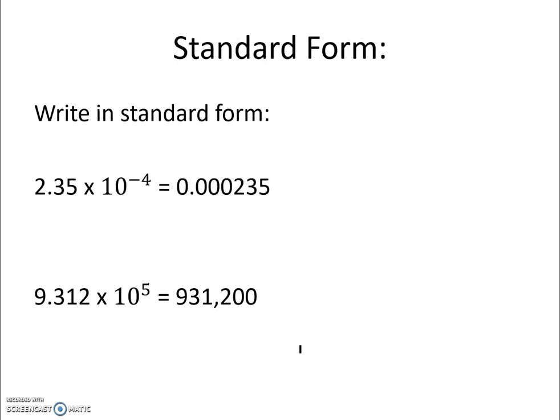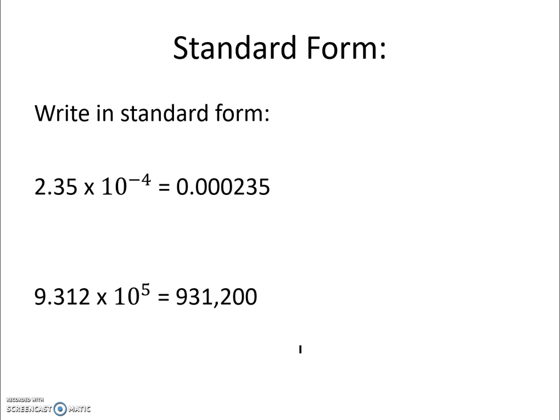Just the opposite of scientific notation is writing it in standard form. So I've been given 2.35 times 10 to the negative 4th, which of course is scientific notation. In order to undo that, I have to move my decimal 4 places to the left, and when I do that, I have to put 3 zeros in. So I have 0.000235.